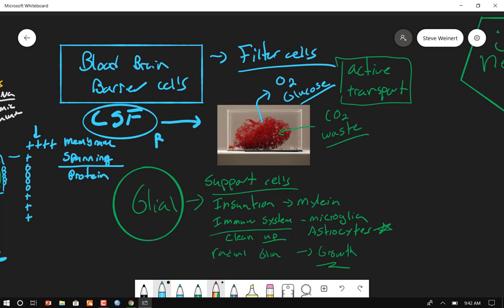What you said, the base around neurons? It's around the entire brain. Your brain floats in this cerebral spinal fluid.